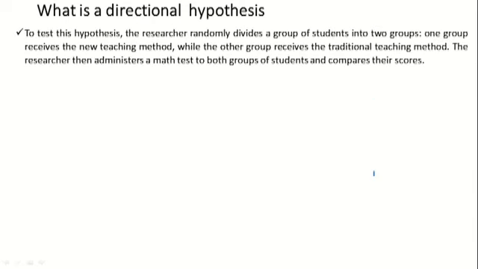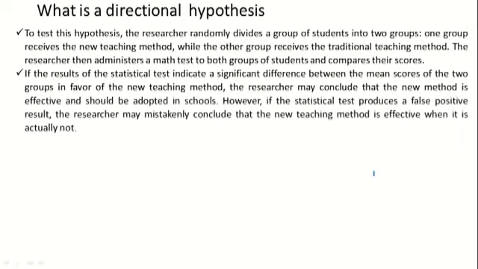To test this hypothesis, the researcher randomly divides a group of students into two groups. One group receives the new teaching method, while the other group receives the traditional teaching method. The researcher then administers a math test to both groups of the students and compares their scores.